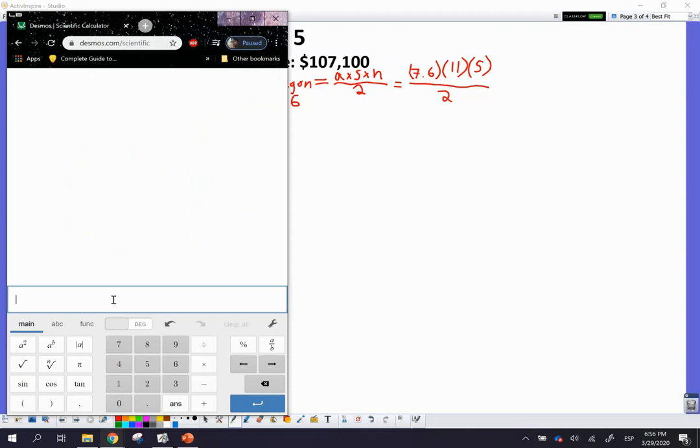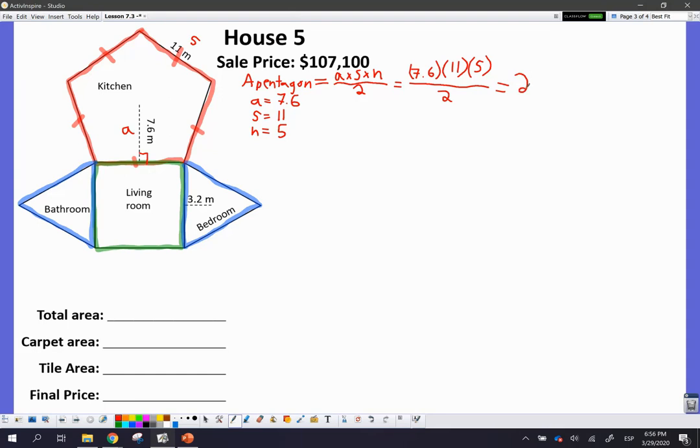So now I'm going to go in my calculator and calculate the area of my pentagon. So here's my calculator. I'm going to put in parentheses 7.6, parentheses 11, parentheses 5. And I know that that means I'm going to be multiplying these 3 together, then divided by 2. If I put enter, that gives me 209. So the area of our regular pentagon is 209. All of our measurements here are in meters, so this would make it meters squared. So now we got the area of our pentagon.